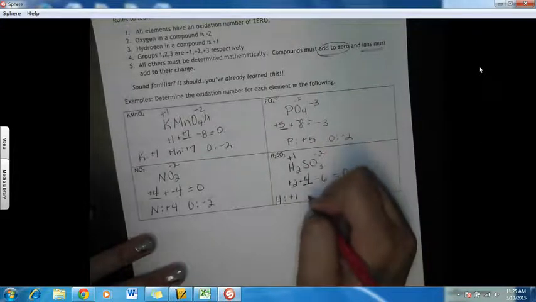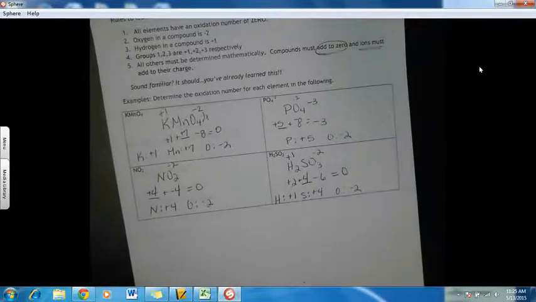So that makes hydrogen +1, sulfur a +4, and our oxygen a -2. Those are our oxidation numbers. And that's all there is to it.